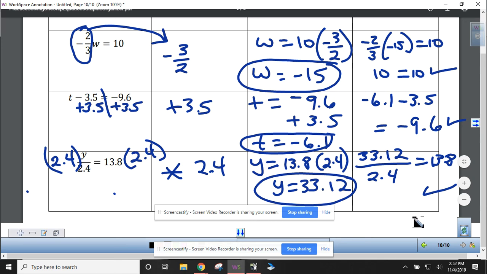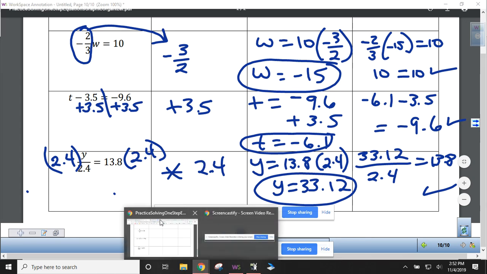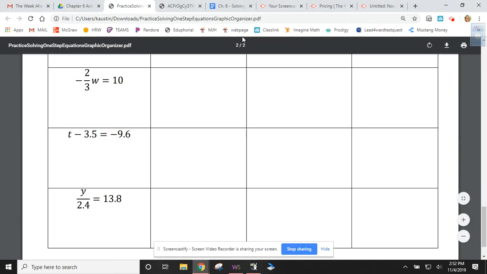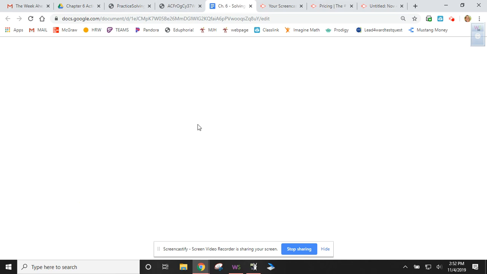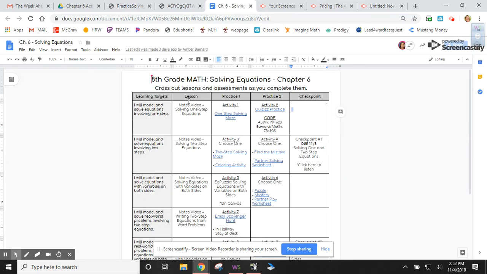So now that you're done with the notes page, you need to look at your agenda, which is on Canvas. It's also in your journal on page 38. But if you look here, we've done the video notes. You need to move on to your first activity.